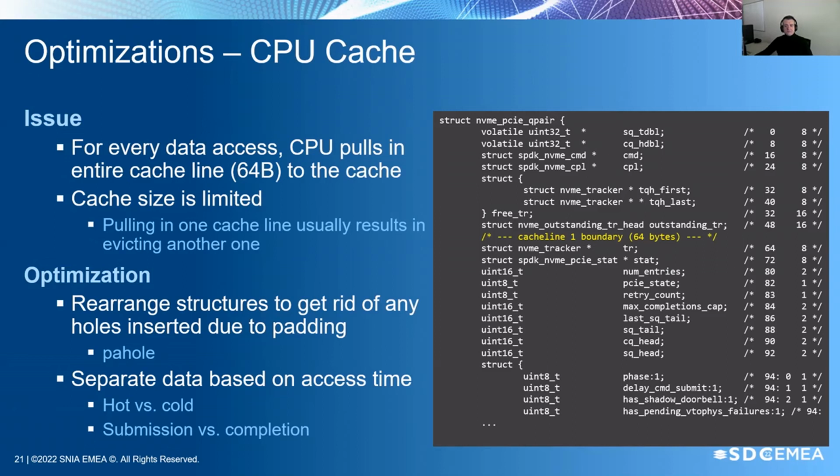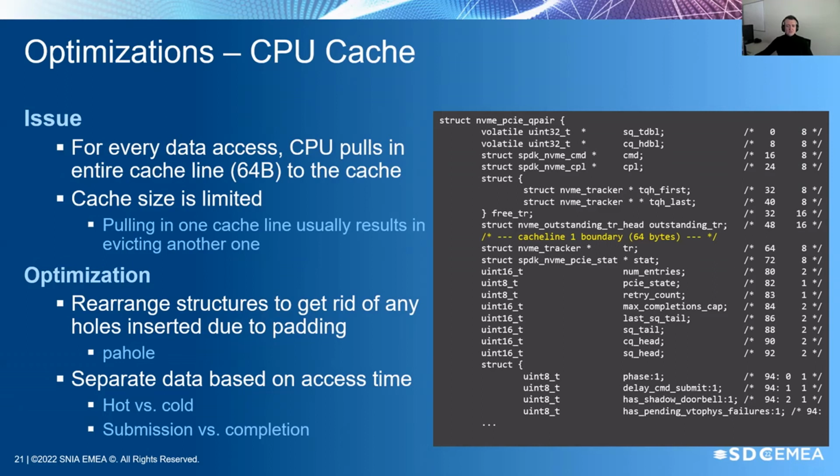The first thing that we can do is to fit as much data as possible. We can do that by rearranging the fields in a structure to get rid of any holes that were inserted by the compiler due to padding. This can also be done by instructing the compiler not to insert the padding, for example using directives like packing. However, it's better to do that by hand because it maintains data alignment in all fields in the structure.